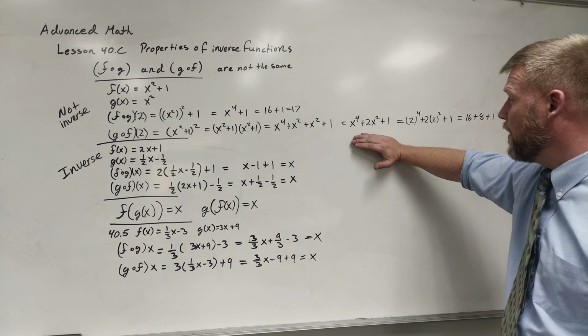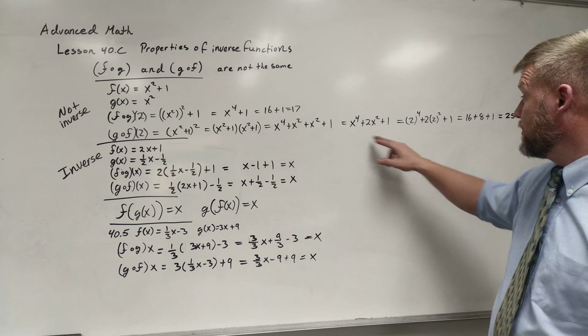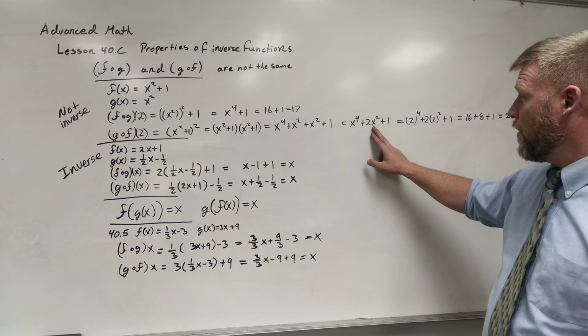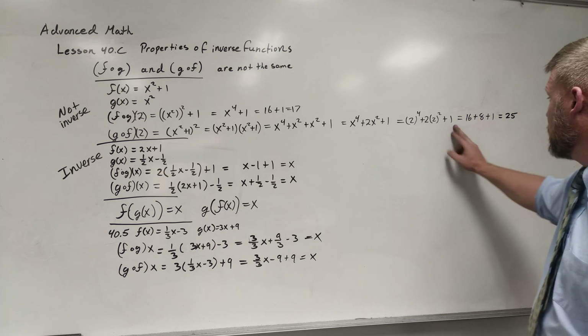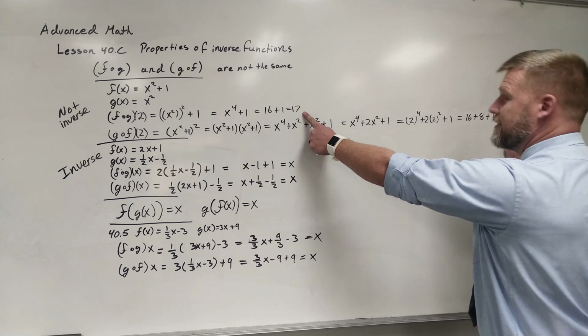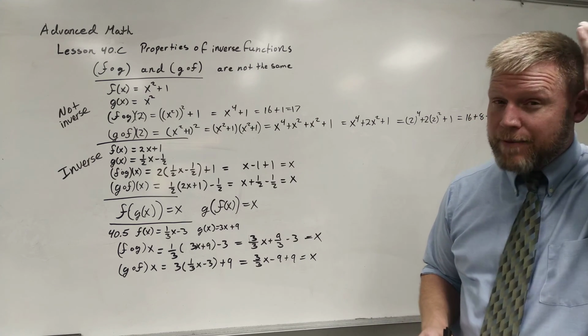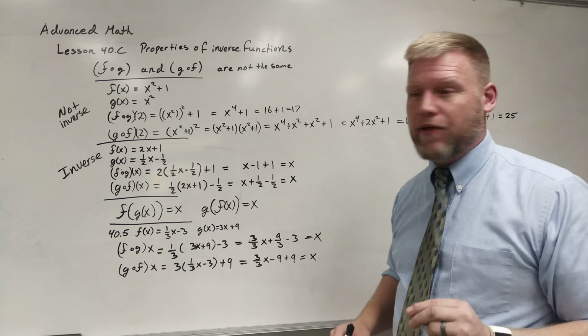At this point, I'm going to plug in the value of 2 for each x. 2 to the fourth is still 16. 2 squared is 4, times 2 is 8. And then plus the 1. That carries on and gives me 25. Notice that these two numbers are not the same. If they were the same, it would prove the functions are inverses of each other.